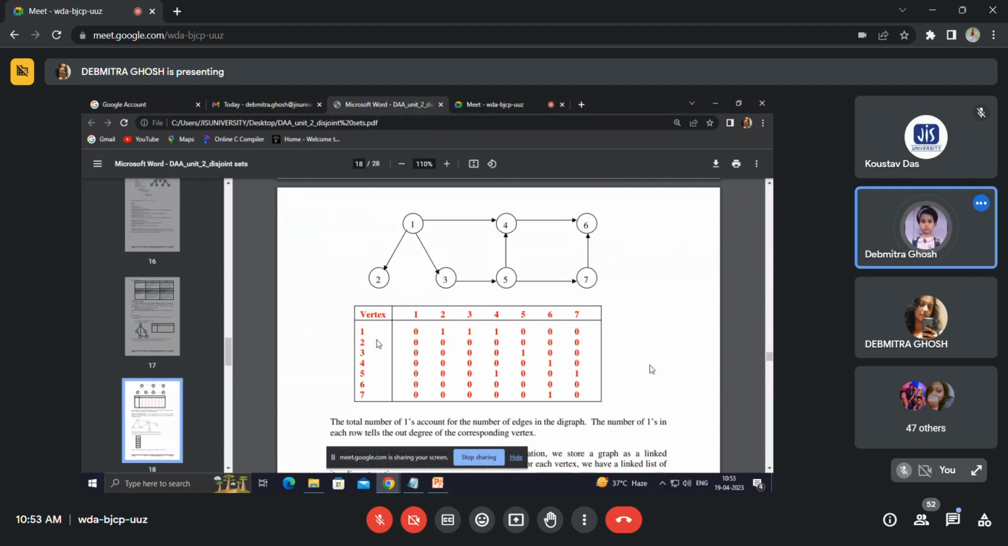Whatever you were discussing, it was correct because it's a directed graph. So it can go from 1 to 2, but it cannot go from 2 to 1. Okay. Yes ma'am. It's a directed graph. Keep this in mind.